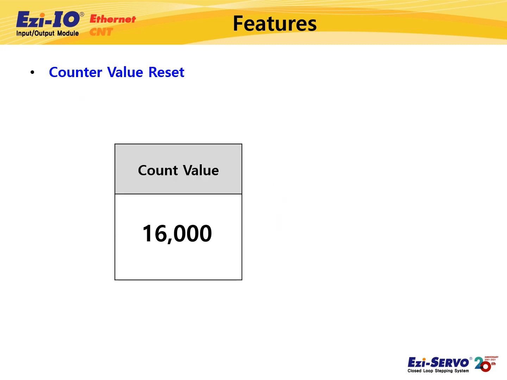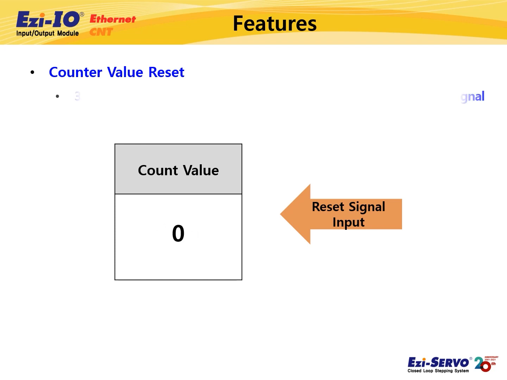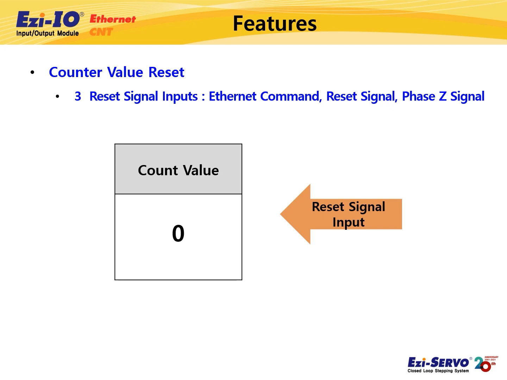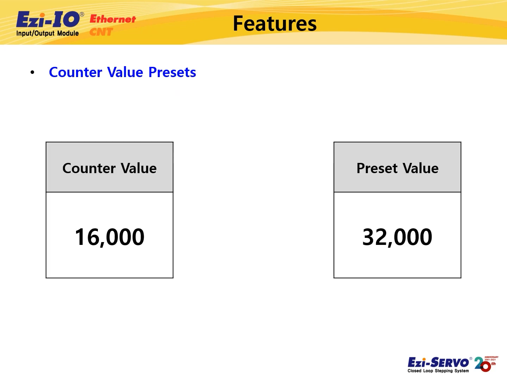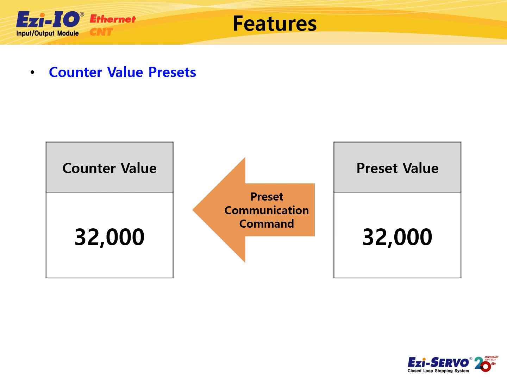Second is the counter value reset function. This function resets the counter value to 0 when the reset signal is input. Reset can be executed with the Ethernet command, external reset signal or phase Z signal. Third function is the counter value preset function. This function changes the current counter value to a previously set preset value through a communication command.